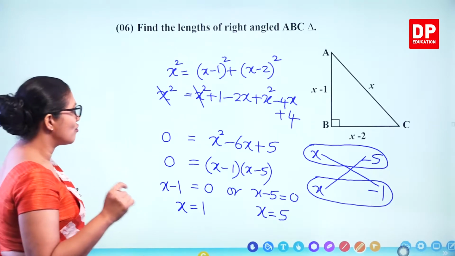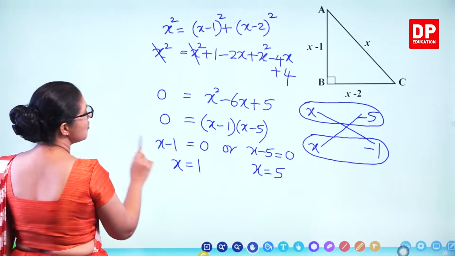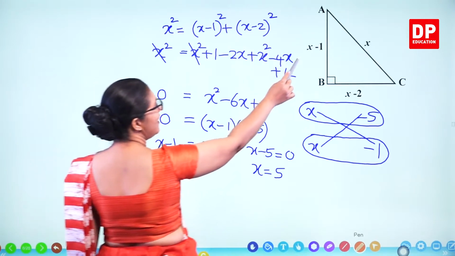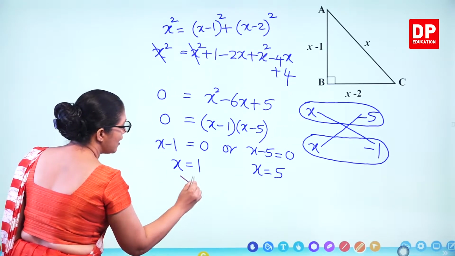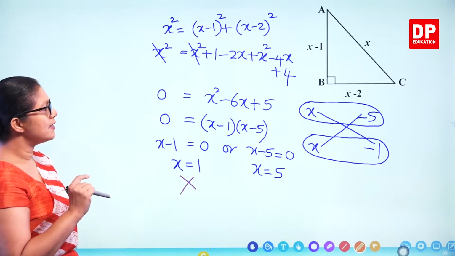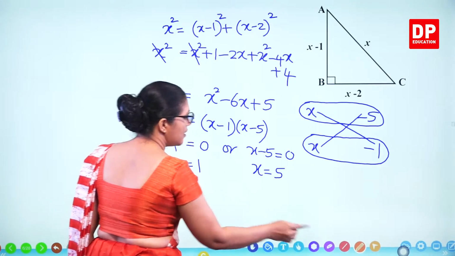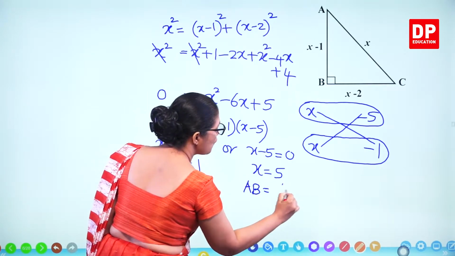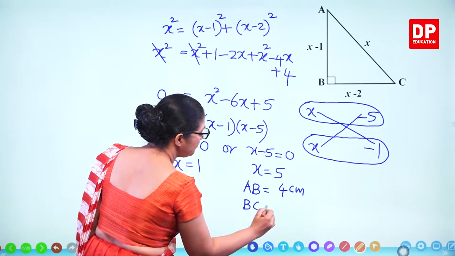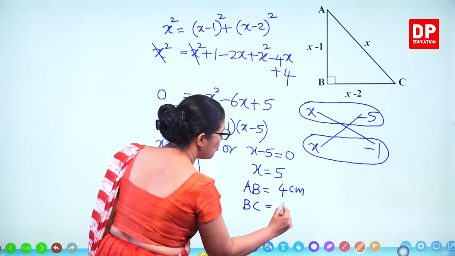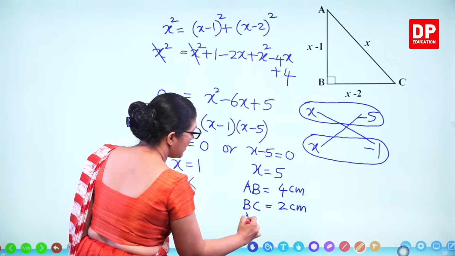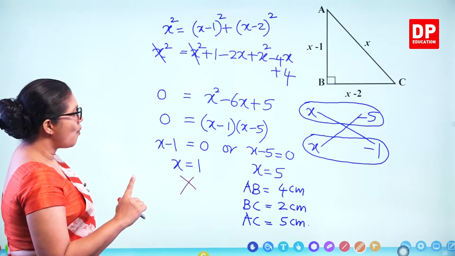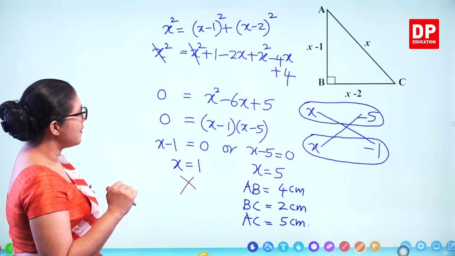Find the lengths of the right angled triangle. So you have to find out the lengths to get the marks. This is just x. One length is x minus 1. If you substitute 1 there, you get 0. So x equals 1 is not possible. Then only x equals 5. So you can find out the lengths. So what's AB then? AB is x minus 1, that's 4 centimeters. BC, x minus 2, that's 4 minus 2, 2 centimeters. And AC is just x, that's 5 centimeters. 4, 2, 5. Those are the lengths.